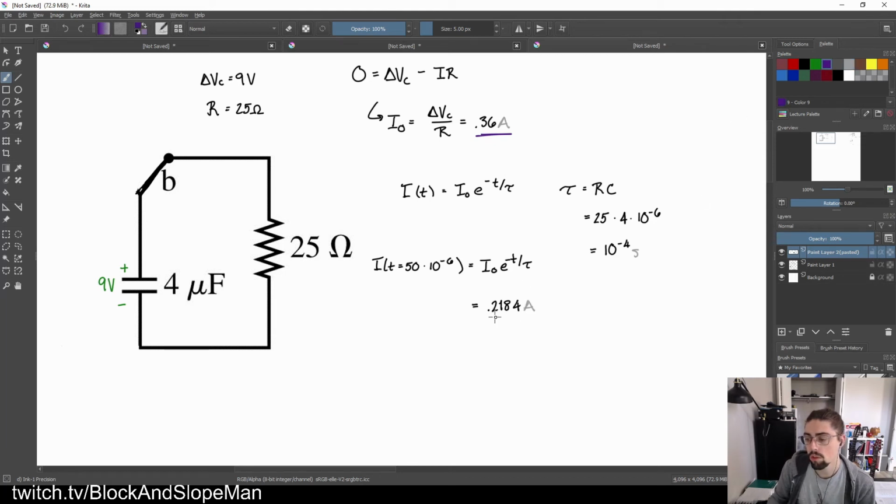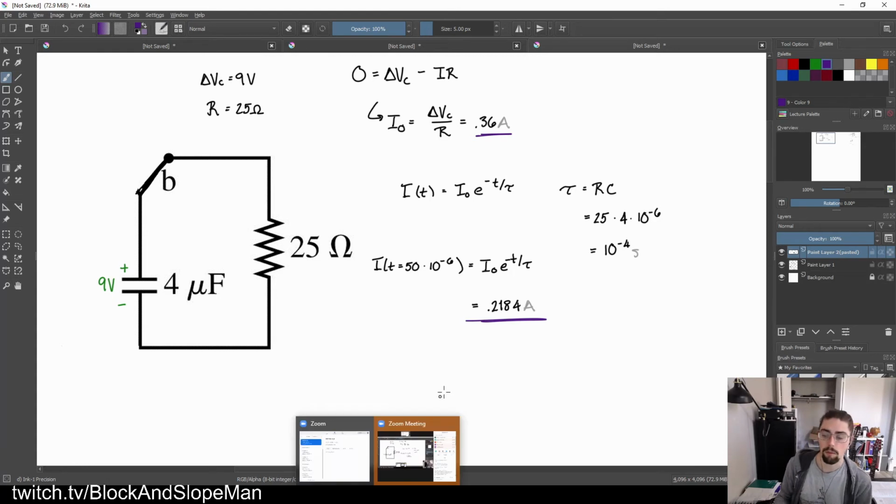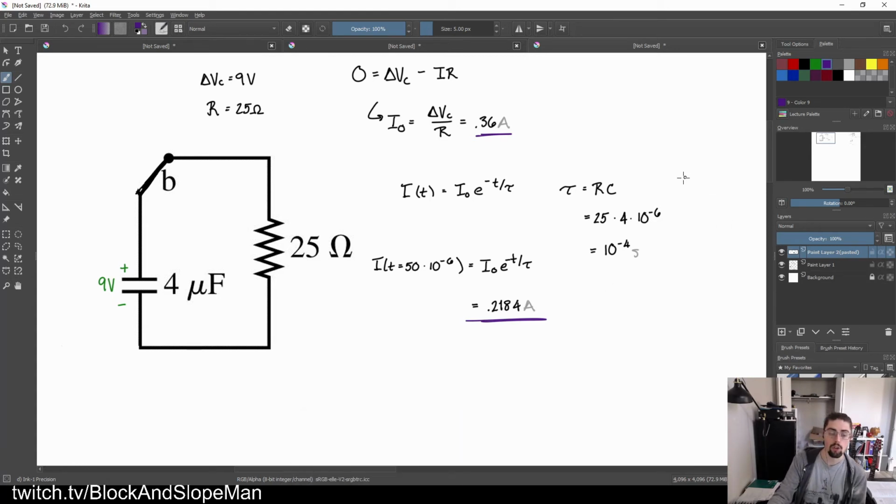As my value for the current at that moment in time. Now, one of the other things that I could do to make this a little bit easier to deal with, and I have kind of skipped this step, we are given a time in microseconds. We could have converted tau to microseconds. We could have also said that this is equal to 100 microseconds, and that would have been fine.